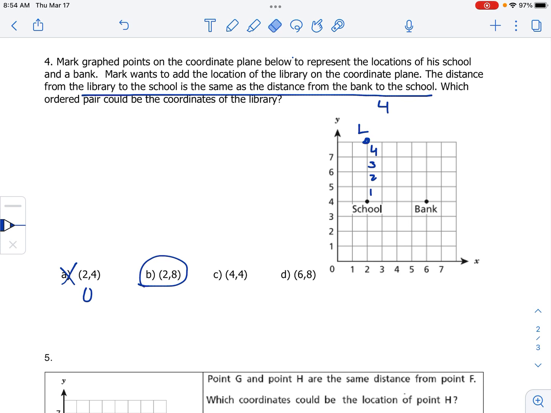I'm just going to double check that none of the other options work here. So if I go to 4, 4: 4 to the right and 4 up, this is a distance of 2. That doesn't work. We need a distance of 4. And 6, 8: 6 to the right and 8 up. While we're looking for the distance from the school to the library, we can't calculate this diagonal distance here, so point D is also not appropriate.